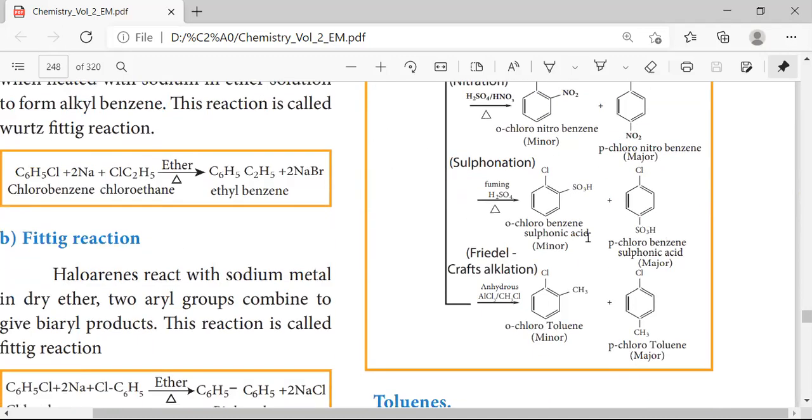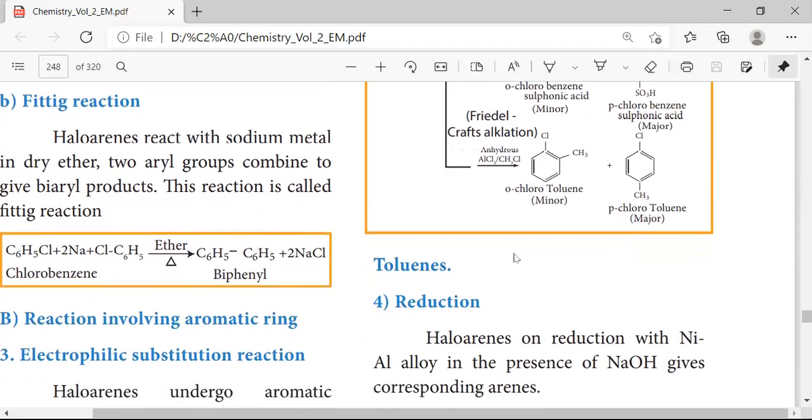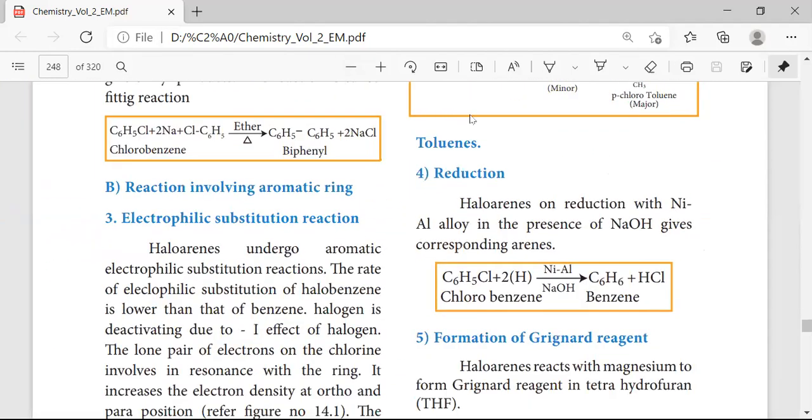Next comes the sulfonation. Here orthochlorobenzene sulfonic acid, parachlorobenzene sulfonic acid. Then in Friedel-Crafts alkylation, anhydrous AlCl3 that leads to form, that is a benzene ring attached with a methyl group that is said to be toluene, and a chlorine group attached here is a major and the minor product given over here. Now comes toluene.